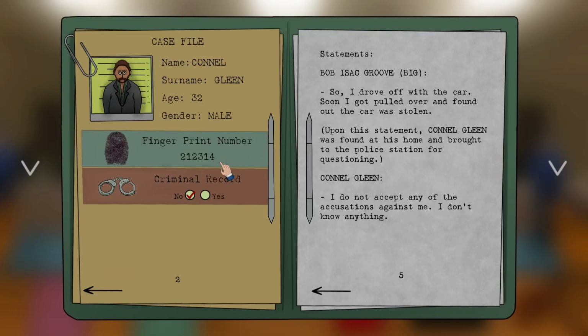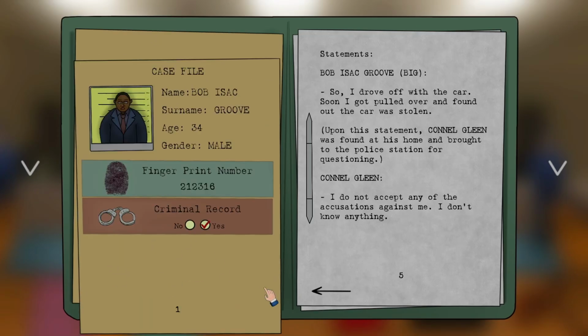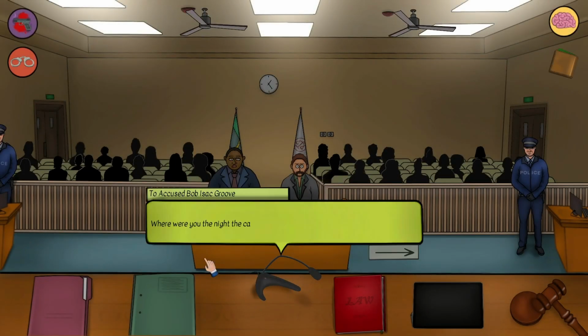212314. Yeah, we're gonna go and question them at least. Where were you the night the car was stolen? We're going to accuse Bob here.